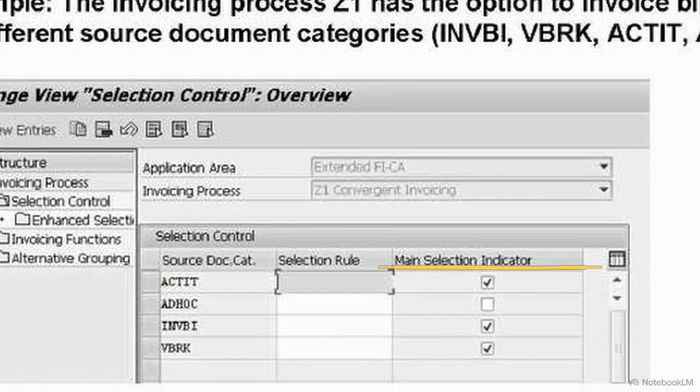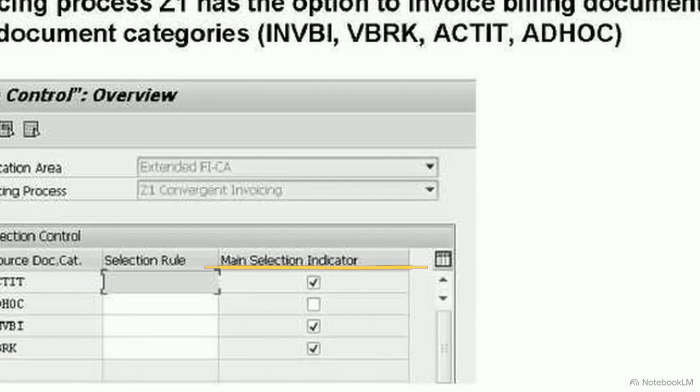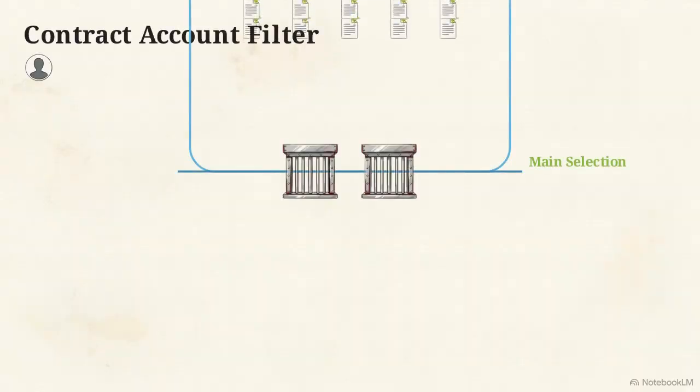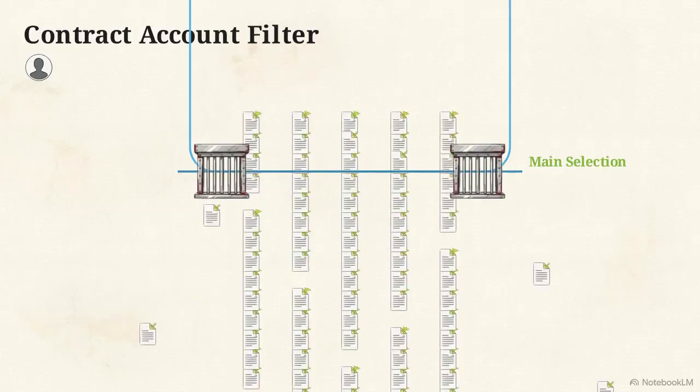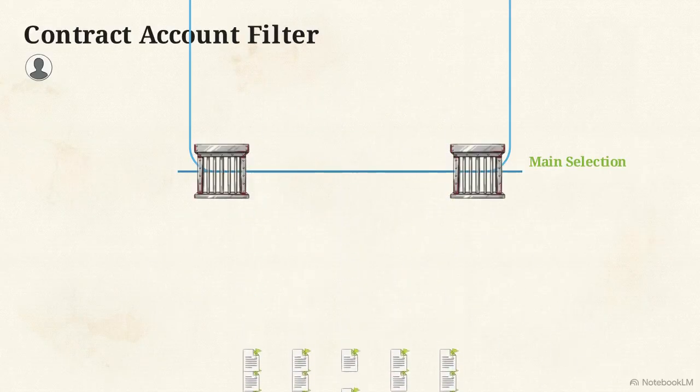The main selection indicator checkboxes on the right act as the primary performance gatekeepers during mass processing. Structurally, if a contract account does not have at least one pending order bearing this main selection flag, the system bypasses that account entirely during the run.